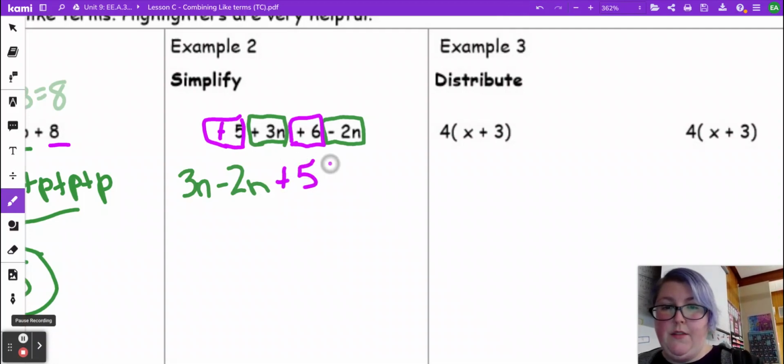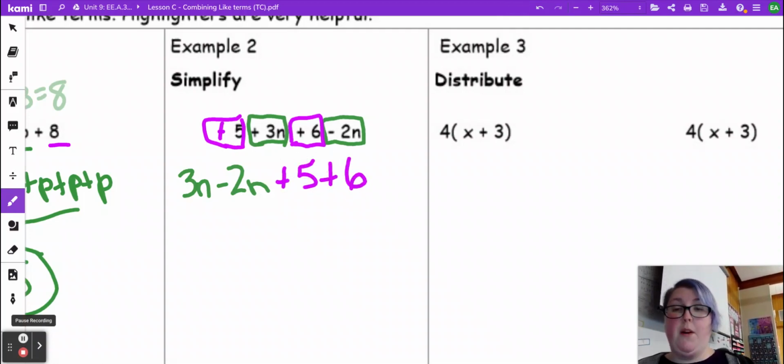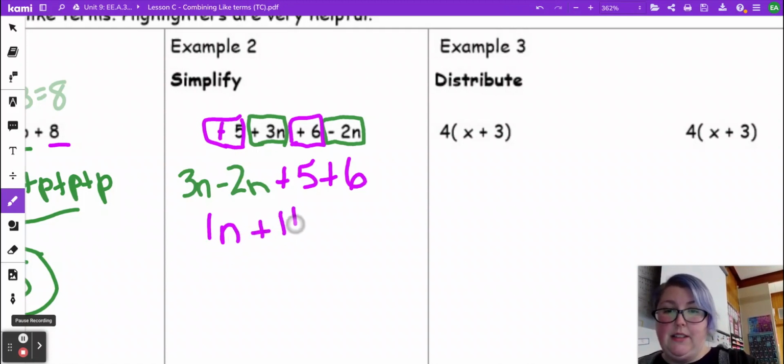plus 5 plus 6. So step 1, we're going to rewrite so that all of our colors are together. Then we are going to simplify. So remember, 3n minus 2n, that would leave us with 1n. And then 5 plus 6 equals 11. So the answer is n plus 11.